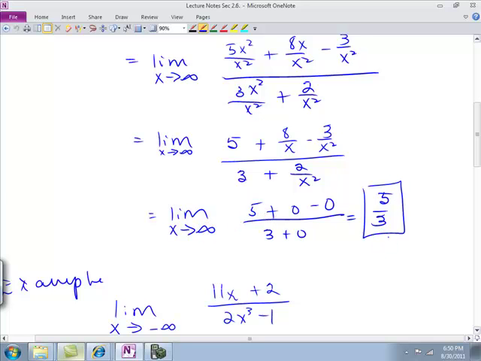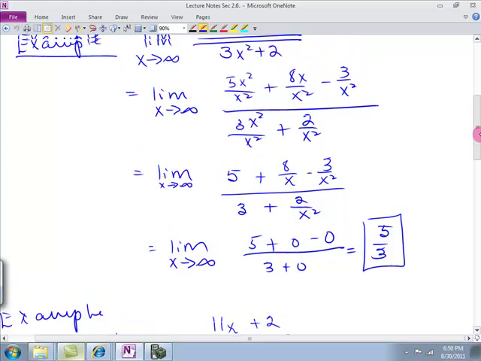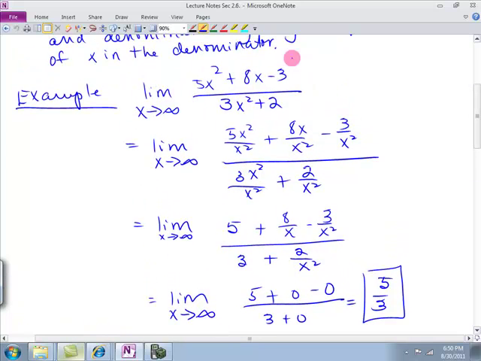Now what I want us to do is look at this expression in the calculator and see if this is holding true. See if it seems like as we go this way on x, we're going to approach 5/3. So we're going to go to our calculator and put this in. We're going to have y1 equals 5x squared plus 8x minus 3, close, divided by 3x squared plus 2, close.